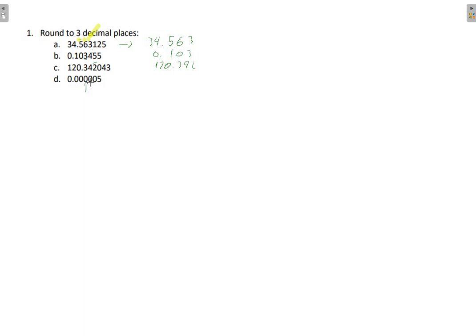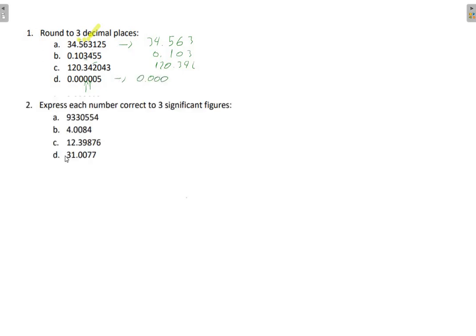Okay. And in this case, the third decimal place is a 0. The number to the right is a 0. So when you round the number, it's 0.000. In this case, when you have to round to three significant figures, you go from the number on the left, 3 places to the right. So this will be first significant figure, second, and third. So you look at the number to the right of the last significant figure, which is a 0. Since 0 is less than 5, the number will be 9, 3, 3, and 4 zeros.